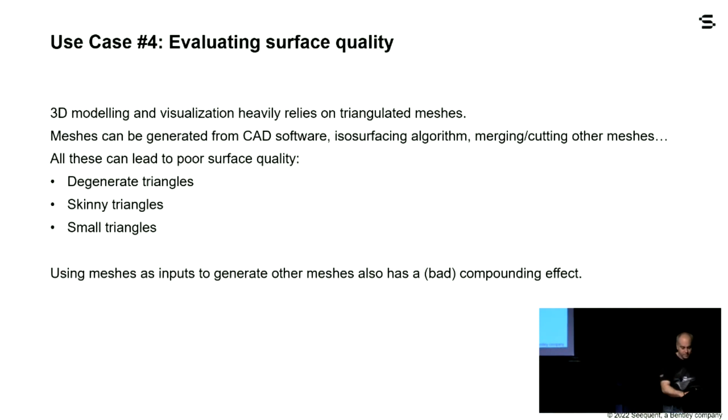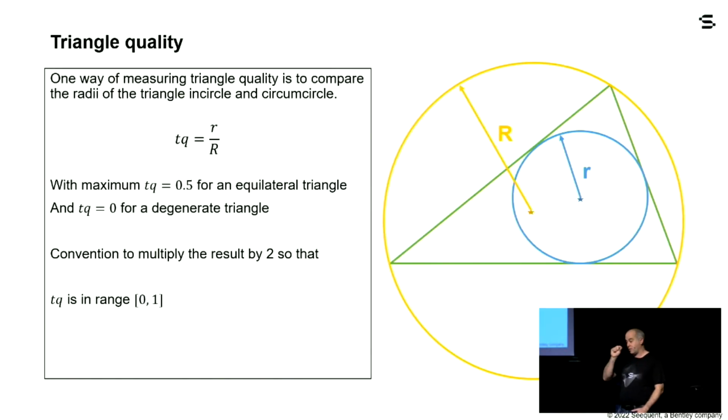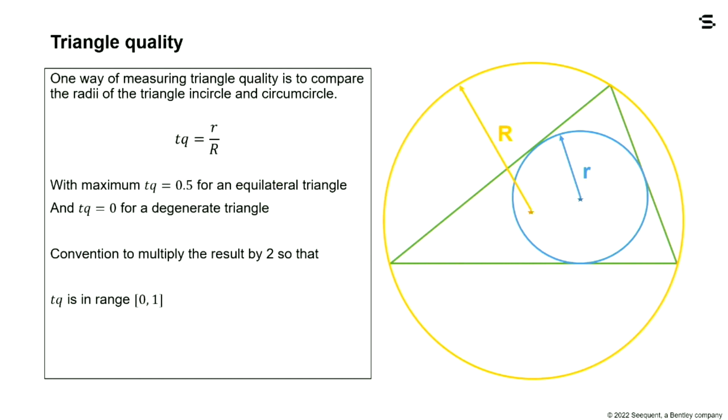So how do you evaluate if a surface is good? First of all, you want to avoid skinny triangles, which are very long triangles going through your surface. That happens quite often. So how do you spot them? Well, one way is just to use a simple ratio of the incircle and circumcircle of your triangle. That will give you a number between 0 and 0.5, the maximum being for an equilateral triangle, obviously, and the degenerated triangle would be 0. And for simplicity, multiply that number by 2 so that your value is within the range 0 to 1.